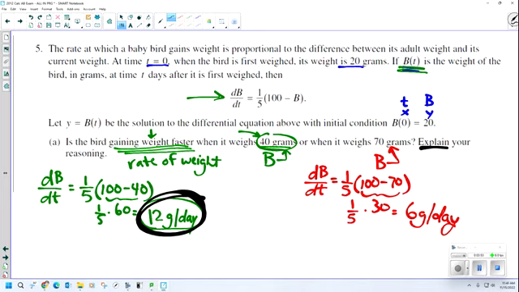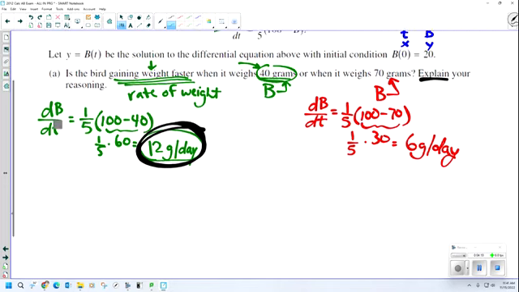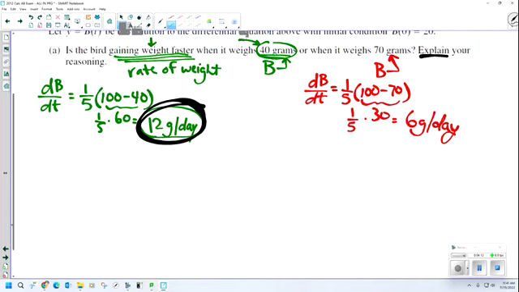You can do it simply as long as you are specific. Specific does not need to be lengthy. And again, the way I write it might be different than the way you write it. There are always 1,000 different ways to write these things. So first, let's answer the question. Is the bird gaining weight faster at 40 grams or 70 grams?